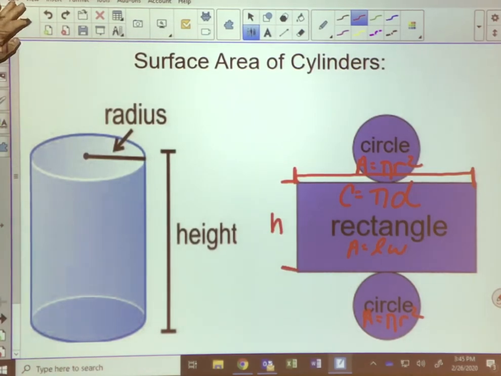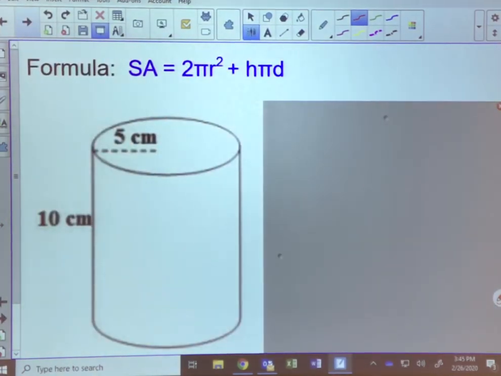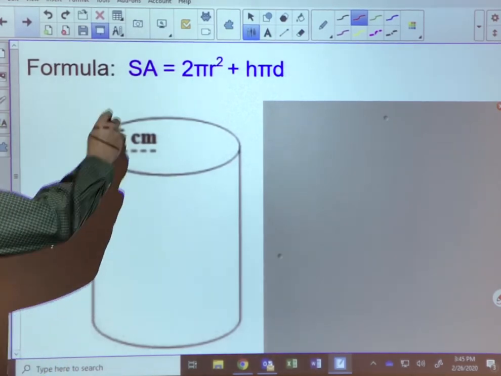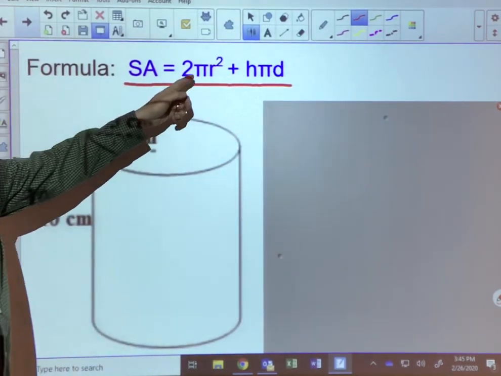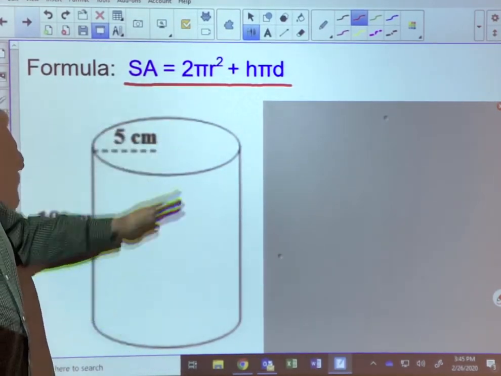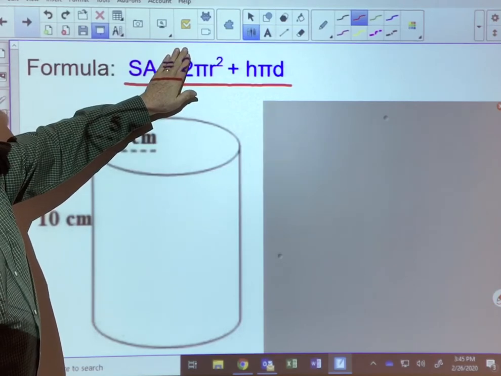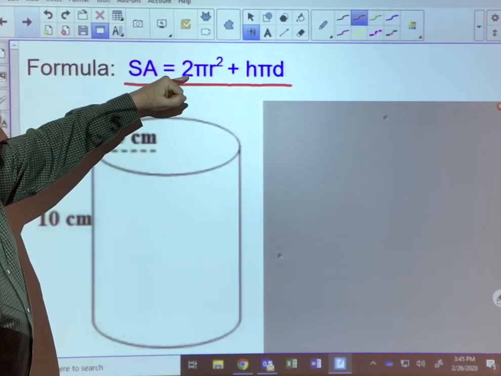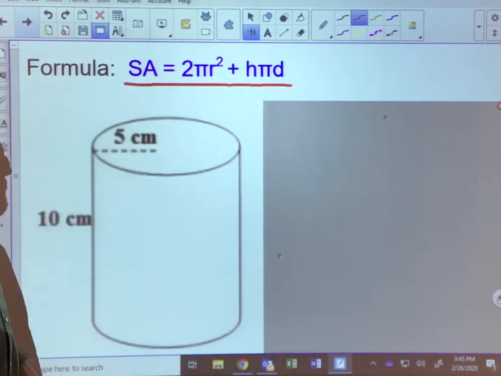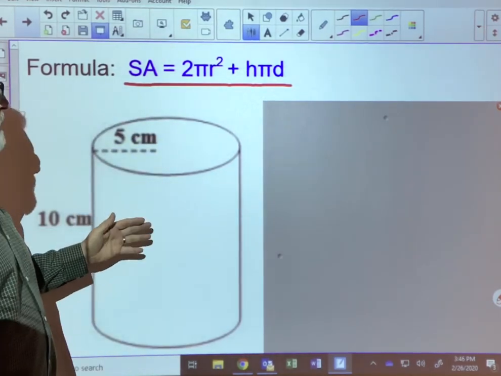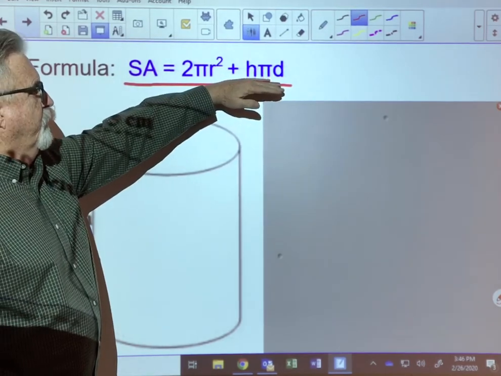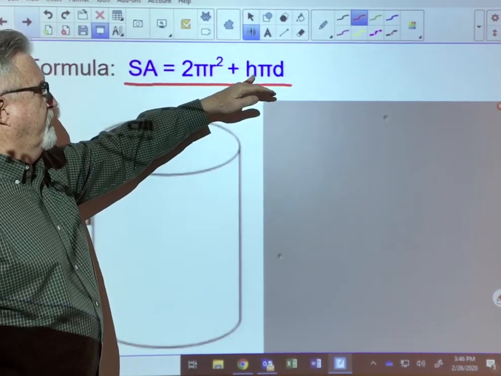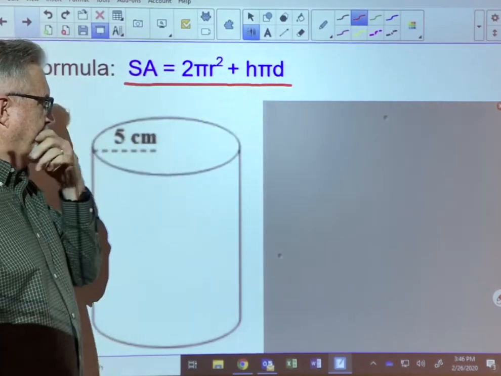But let's look at a couple of examples. First of all, from what we just talked about, here's our surface area formula. Remember, we had two circles, the top and the bottom, and the area of a circle was pi r squared. So we need to double that, so we're multiplying it by 2. And we decided that if we added the area of the lateral surface, we came up with this formula, which would be h, the height times pi times the diameter.